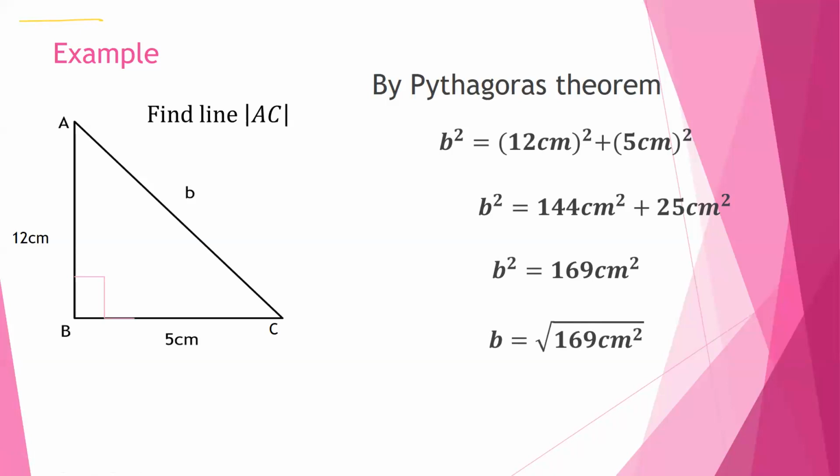Okay. And that's because we are looking for b, not b squared. We have to introduce the square root in order to cancel the square out. So when we introduce the square root, we have b is equal to the square root of 169 centimeters squared, and that is what? 13 centimeters, right? Okay, so that is about it.